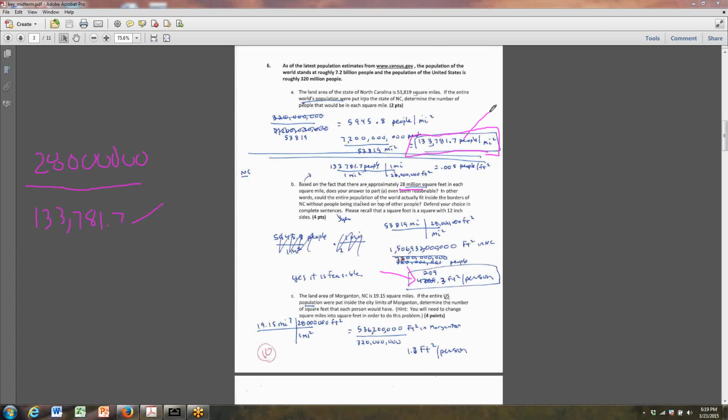Then in part C, it says the land area of Morganton is 19.15 square miles. If the U.S. population, a lot of people put the world population, if the U.S. population were put inside the city limits of Morganton, determine the number of square feet each person would have. Well, this is how many miles we got, 19.15 square miles, and we know there's that many square feet in a square mile. So this is actually how many square feet we have in Morganton, 536,200,000 square feet in Morganton. You wouldn't think that, but there is. You divide it by the U.S. population, and it's like I can't tell if that's a 6 or 7, 1.7 square feet per person.